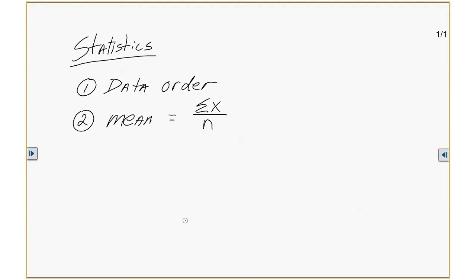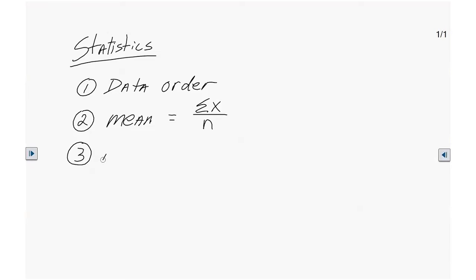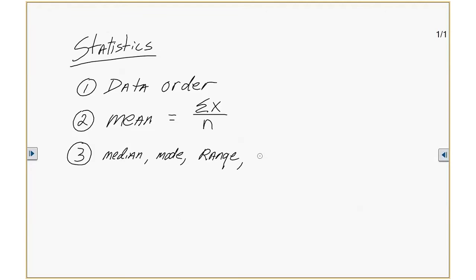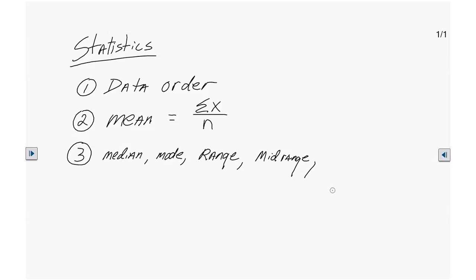And now all of us have done this, finding the average of your test scores. You add them up and divide by 4. Add them up and divide by 10. However many test scores you got, that's what you divide by. Now there are some other things that you need to be able to do. You need to find the mean, the median, the mode, the range, the mid-range, the variance, and the standard deviation.